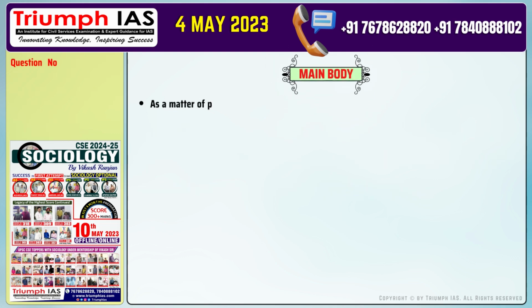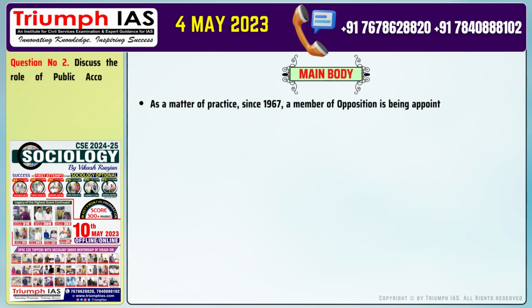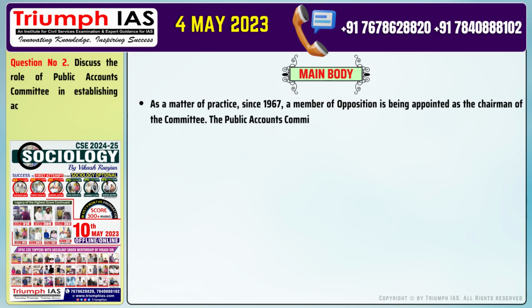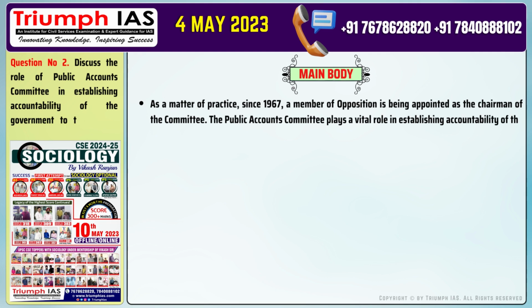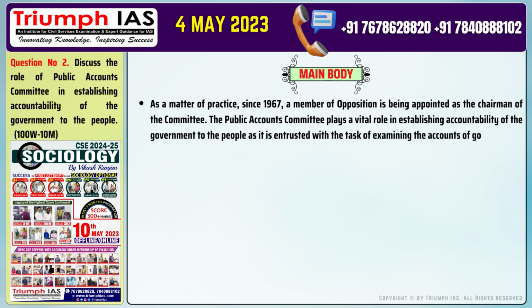The main body of the answer should be: number 1. As a matter of practice, since 1967, a member of the opposition is being appointed as the chairman of the committee. The Public Accounts Committee plays a vital role in establishing accountability of the government to the people, as it is entrusted with the task of examining the accounts of government.